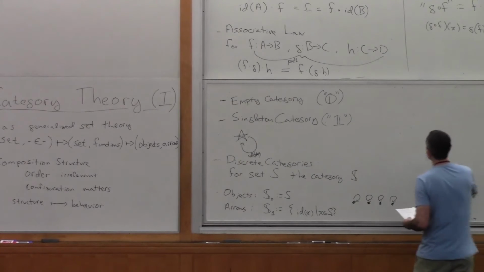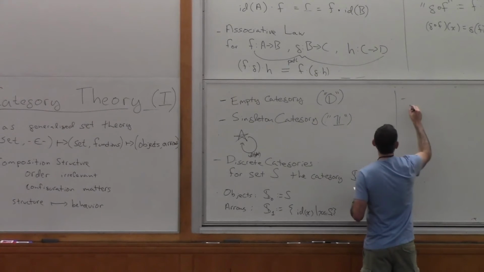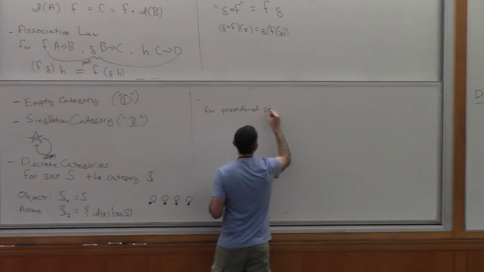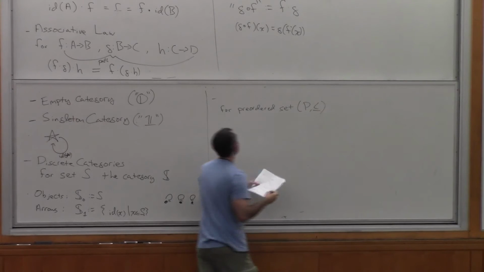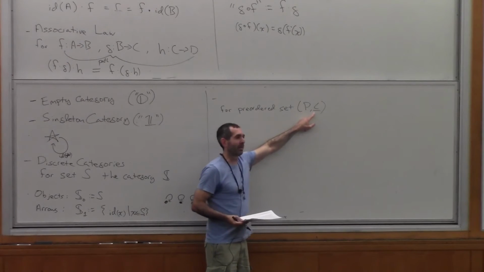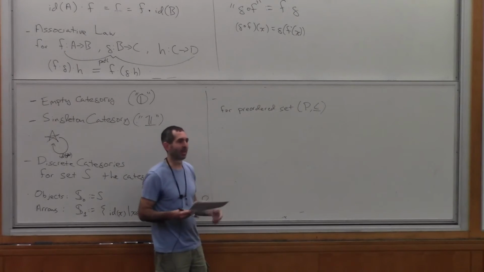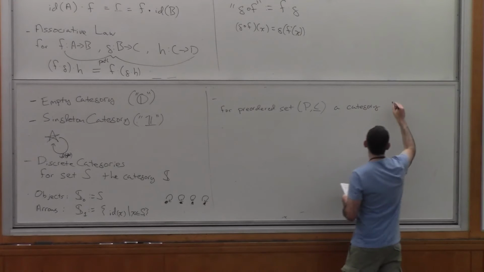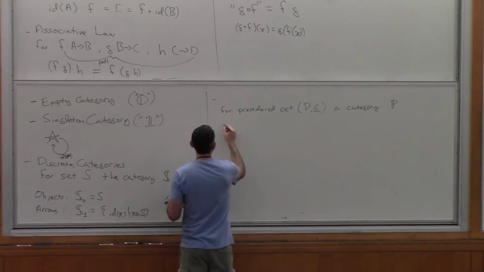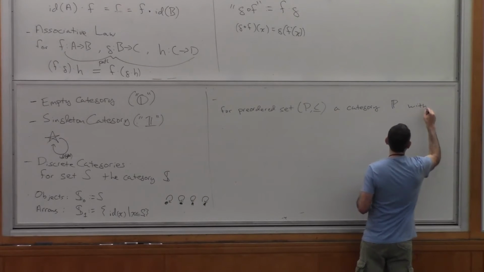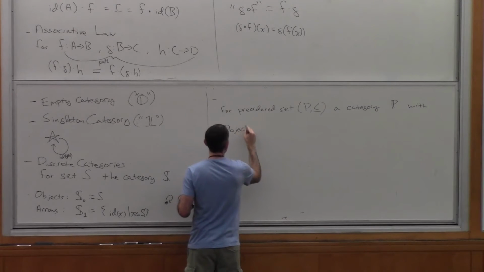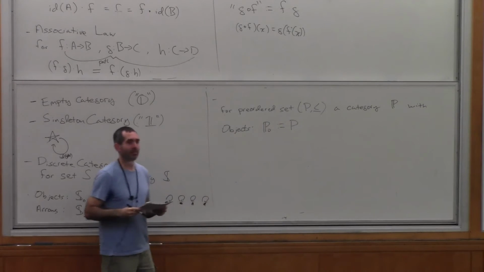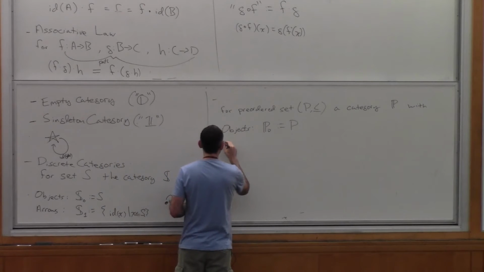Continuing, let's build something that's not discrete. I'll remind you a preordered set is a set with a reflexive and transitive binary relation on it, which is generically written as this less than or equal to, right? So we can build a category out of this where the objects, well, again, they're just the elements of the set. Okay, but this time we have some arrows that are not identity loops.